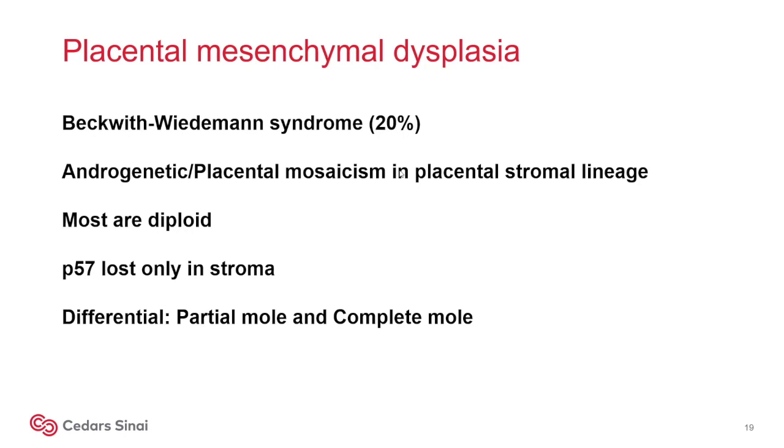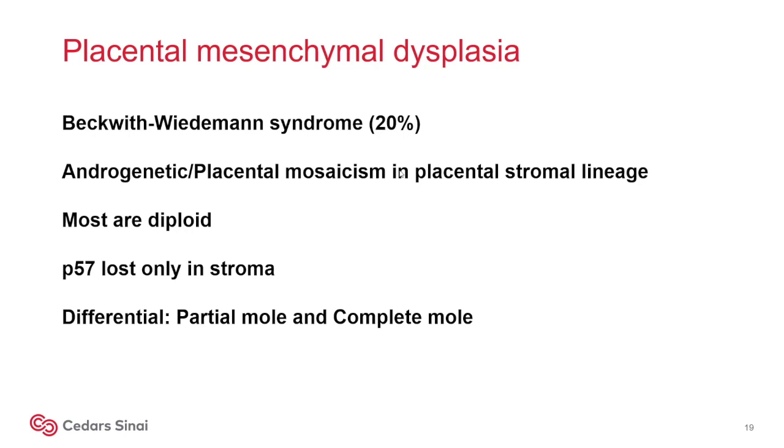And P57 is actually helpful in those situations because it's lost only in the stroma and not in the cytotrophoblast and stroma, as you see in complete mole. So repeating that, in complete mole, you have loss of P57 immunostain in both the cytotrophoblast and stroma, while in placental mesenchymal dysplasia only in the stroma. By the way, this is a lesion that is usually clinically suspected by ultrasound and also by the fetal abnormality.